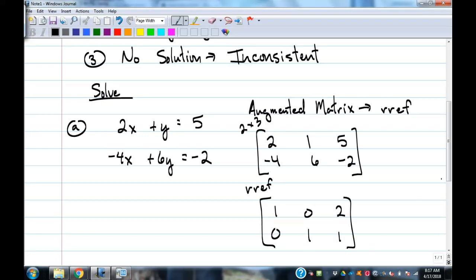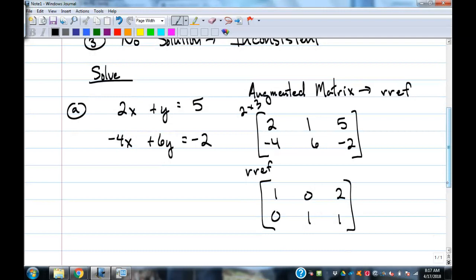What that tells us is that, remember we had 3 columns. The first column is X's. The second column is Y's. The third column is the answers. Okay? 1X plus no Y's is equal to 2. That tells us X equals 2. This one says no X's, 1 Y equals 1. So we get an ordered pair out of that. 2, 1.